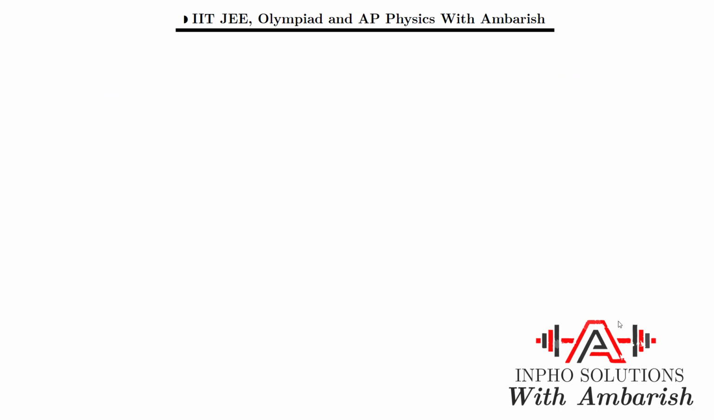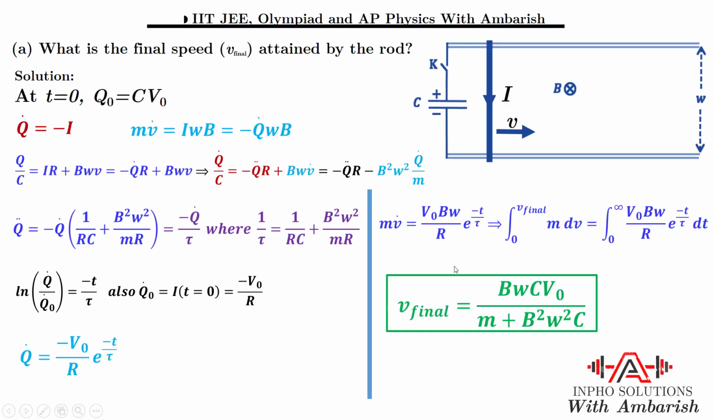So now let me show you the velocity that we had found. Just try to keep this expression in mind. I'll be using this again: B W C V naught upon M plus B square omega W square C. So this was the final velocity that we got.